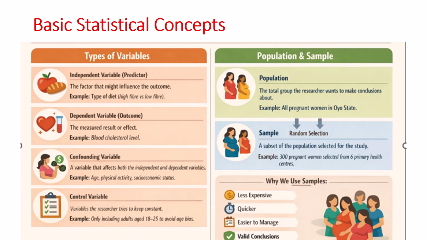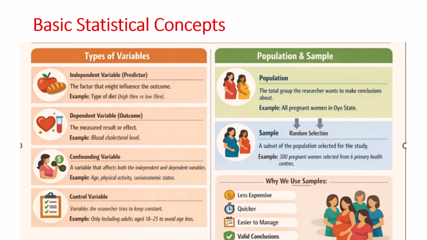You want to look at the effect of consumption of high fiber on the blood cholesterol level of a population. The age is a determinant that can give a misleading result. Then you choose to stay within the age of 18 to 25 for adults. That is a controlled variable. Let's look at population and sample.